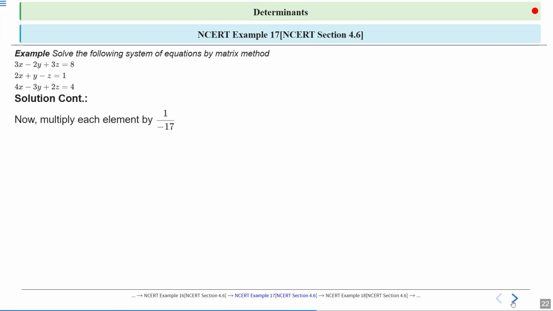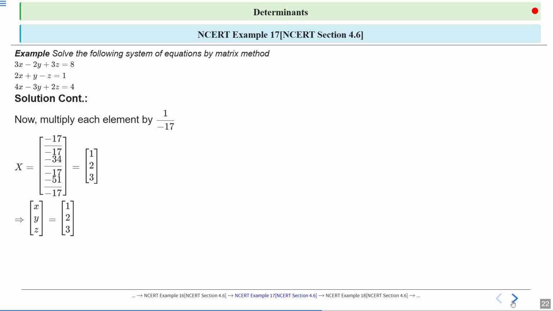Now multiply each element by 1 by minus 17. So when we multiply each element by minus 17, we get 1, 2 and 3. And that is the value of the variables. X is equal to 1, y is equal to 2 and z is equal to 3. Okay, so that's how we solve a system of linear equations.